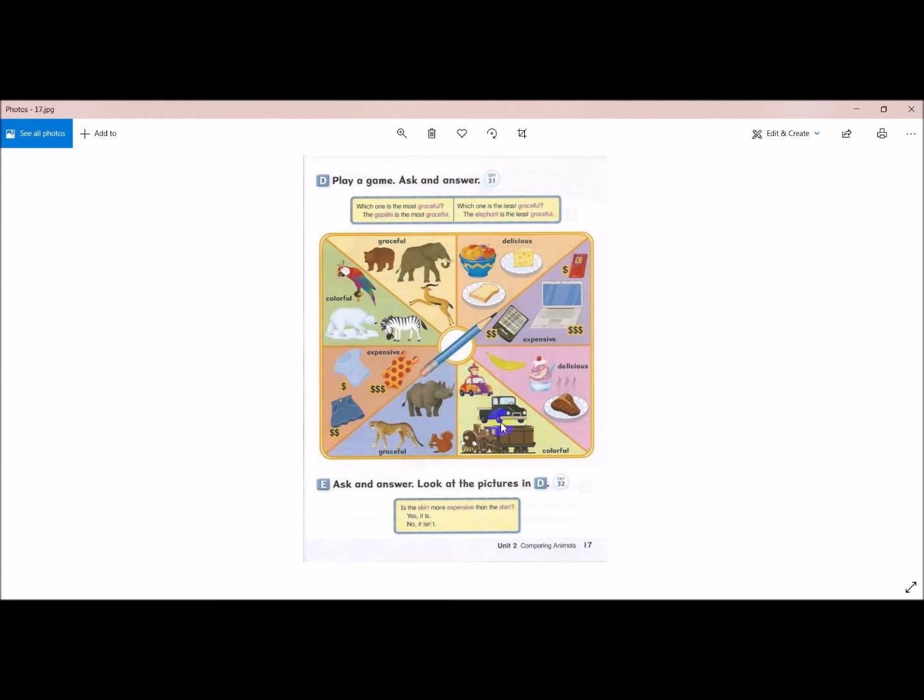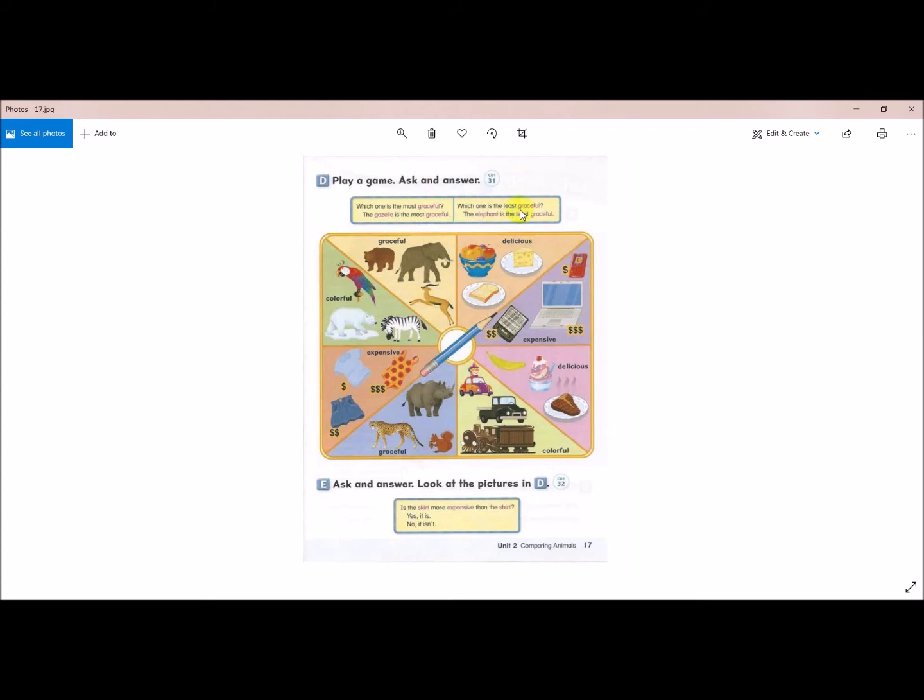Can you see 3 of them? Which one is the most colorful? The car, the answer, the car is the most colorful.